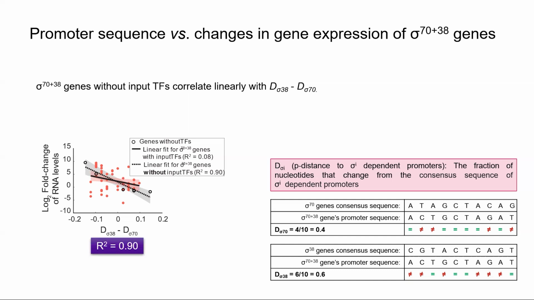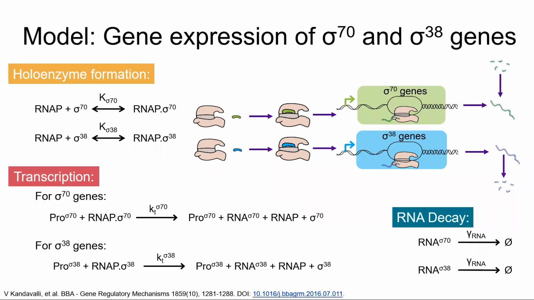Therefore, for these genes, gene expression can be predicted from how similar or distinct the promoter sequence is from promoters that are only sigma 70 dependent and from the promoters that are only sigma 38 dependent. From this result, another question comes up. How does the sequence affect changes in gene expression of these genes? To study this, we created a model.